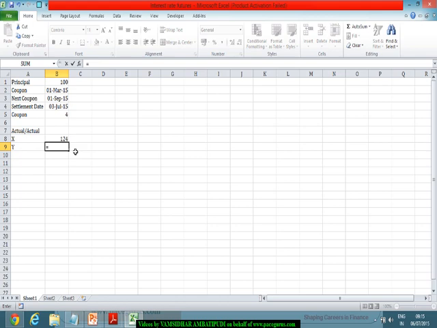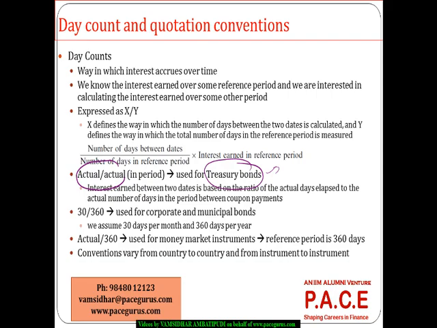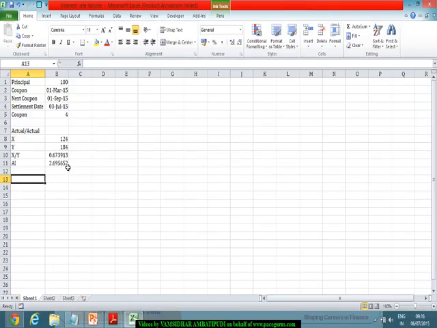Similarly, to compute Y, which is the difference between the two coupon dates, this is around 184. Now X by Y is 124 divided by 184, and to compute my accrued interest, X by Y times the coupon is what I go with. So the accrued interest during this period, with actual by actual, which generally applies to treasury bonds, is 2.69.